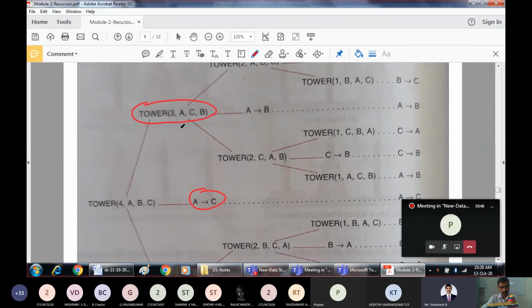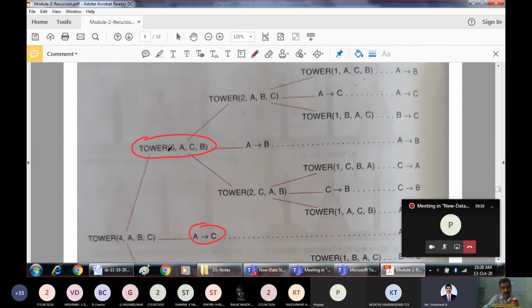So this is how we came to this recursive solution. But in fact, we are not supposed to move in bunches like this. We have to move them one at a time. That means this I have to solve further.